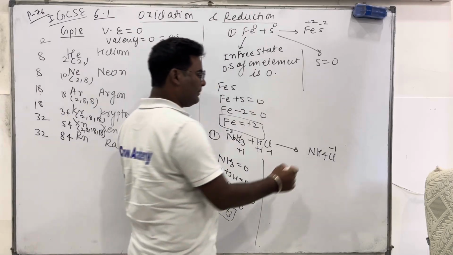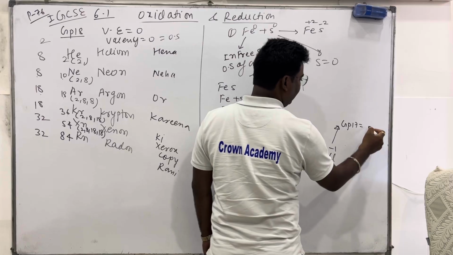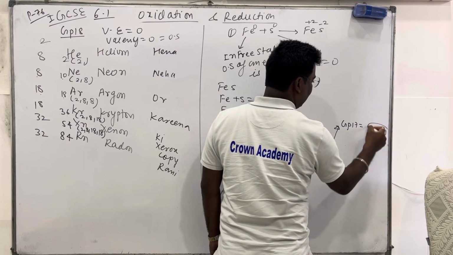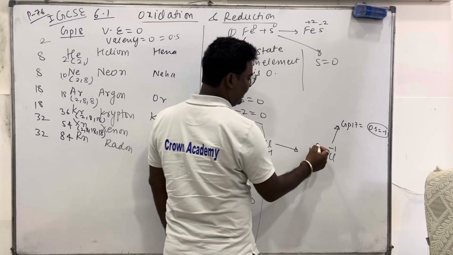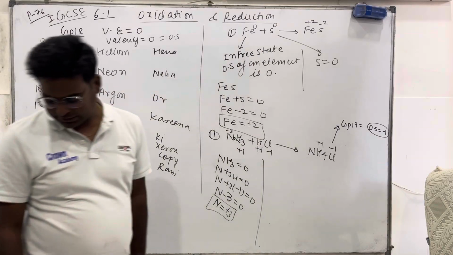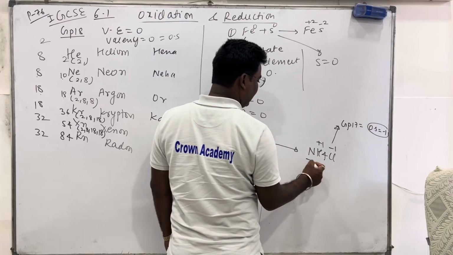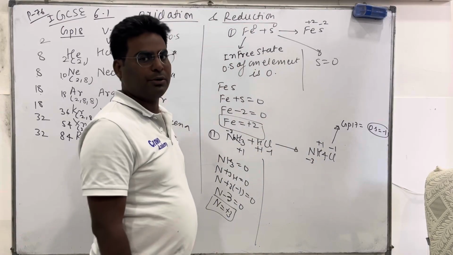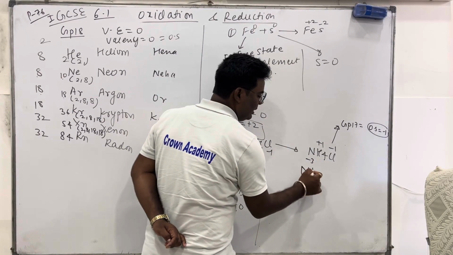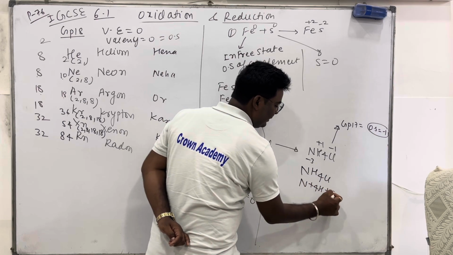In combined form, chlorine has -1. Why? It is coming from group 17. Group 17 oxidation state is -1. And hydrogen has +1. Nitrogen, you can calculate it. How much is it? -3 only. So we'll get here -3. If you are not getting it, I will calculate for you, like NH4Cl. 1 nitrogen, 4 hydrogen, 1 chlorine.